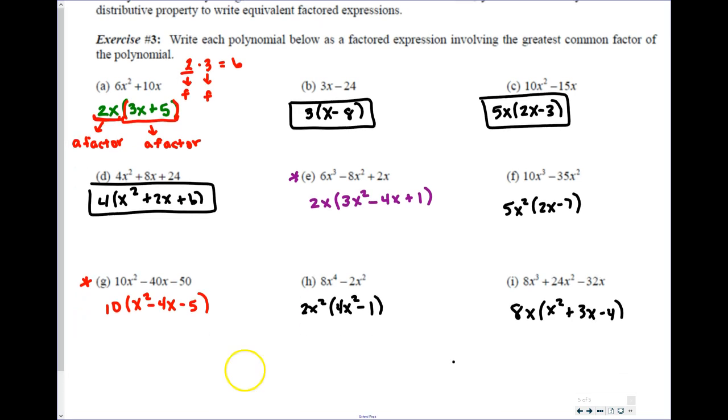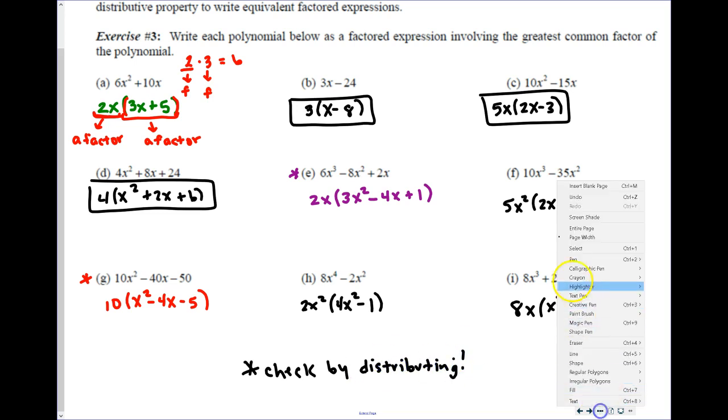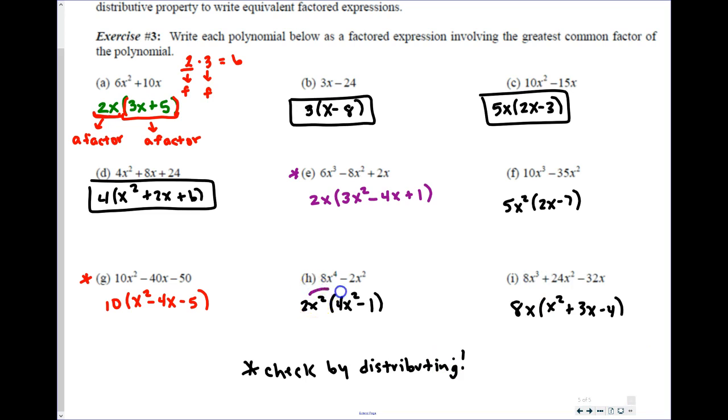The last thing I want to leave you with, and this will help you on tests this unit, is that there is no reason to get a wrong answer because you can always check your work. On this whole unit, you can always check your answers. If you want to check your answer, you just distribute and see if you get what you started with. Check by distributing. So for example, on this guy right here, is 2x squared times 4x squared 8x to the 4th? Yes. Distribute again. Is 2x squared times negative 1 negative 2x squared? Yes. Okay, then you've done it correctly.